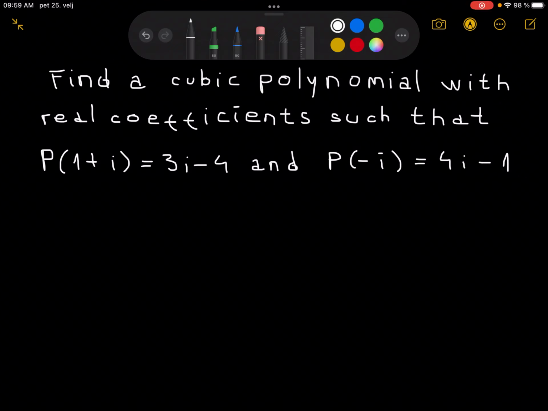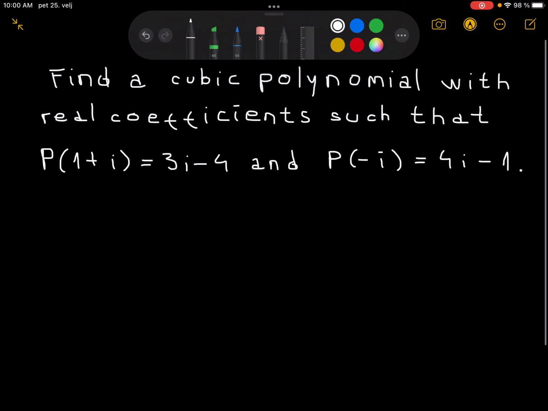Hello everyone. Today we're going to be doing a nice little complex numbers slash polynomials problem. So namely, we're supposed to find a cubic polynomial with real coefficients such that p of 1 plus i is equal to 3i minus 4 and p of negative i is equal to 4i minus 1. And of course, i is the imaginary unit. Okay, so how do we go about doing this?